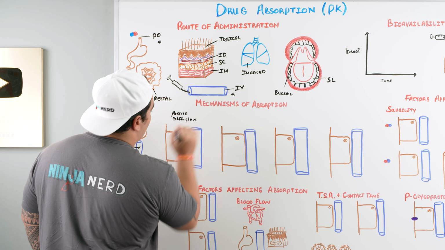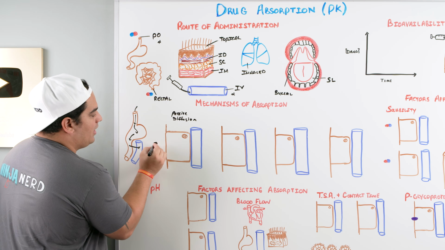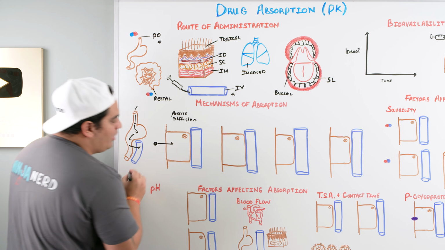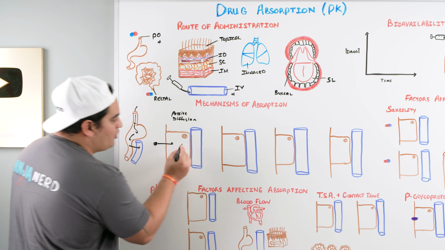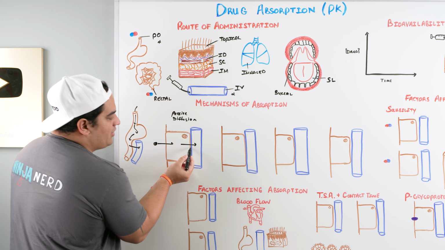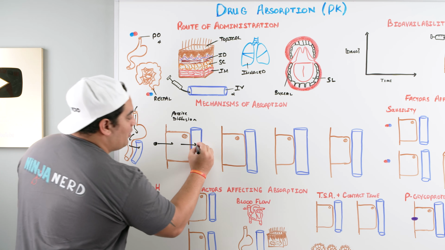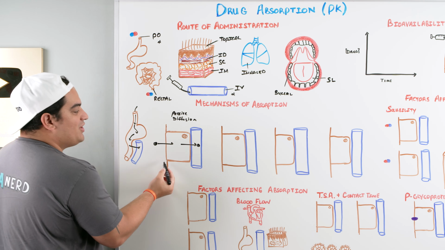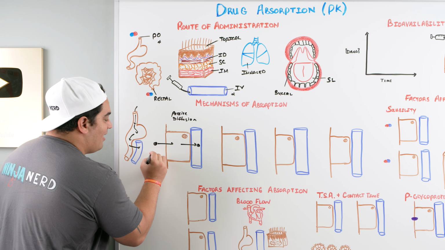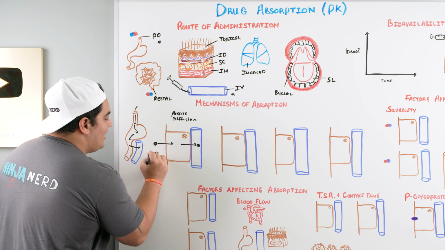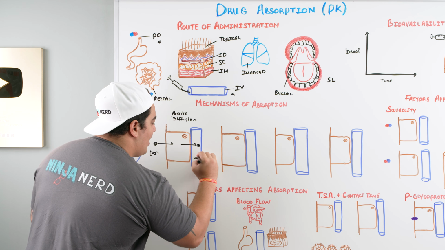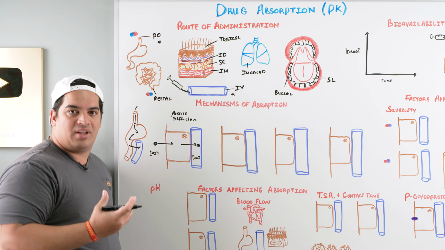So passive diffusion is when you take a particular drug like this and it passes through the actual cell membrane of the gastrointestinal tract and through the cell membrane on the basolateral membrane right into the blood. The mechanism by which it does this is via moving from areas of high concentration to areas of low concentration. That's the concept of simple diffusion.